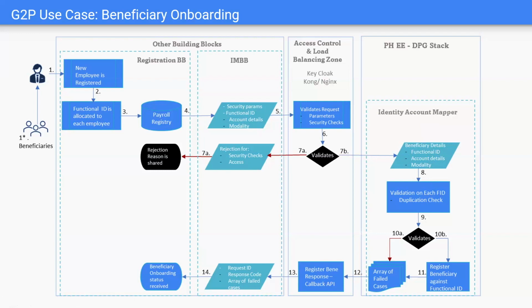So one functional ID is allocated only once. And then once it makes this validation, if it is correct, it goes on to the next step. If the validation checks fail, it just lists down the fail cases. All right, so what is happening?